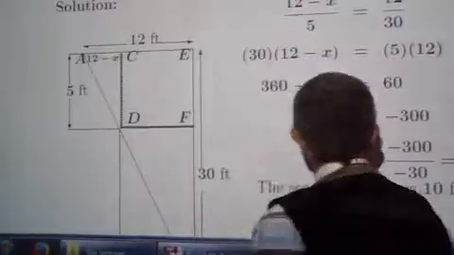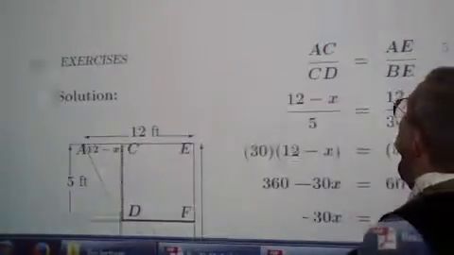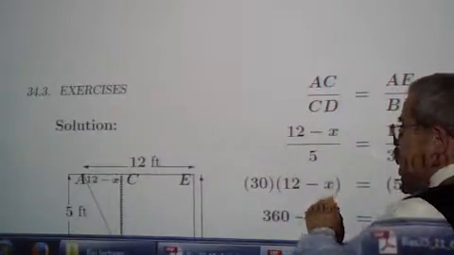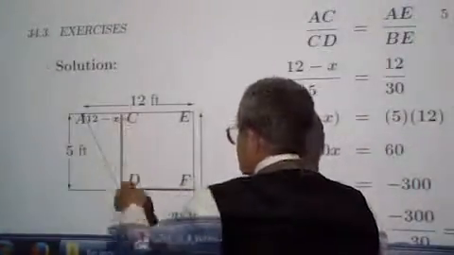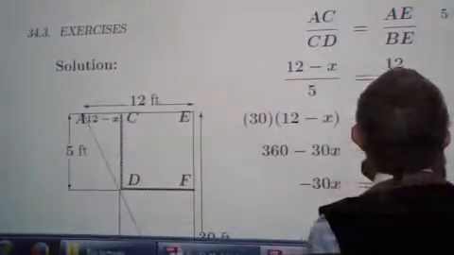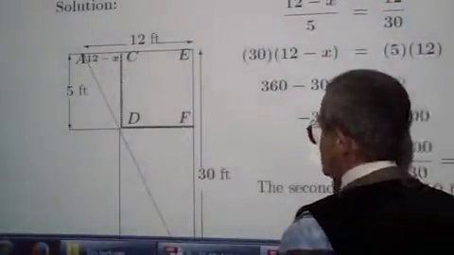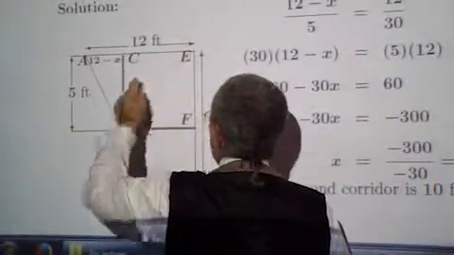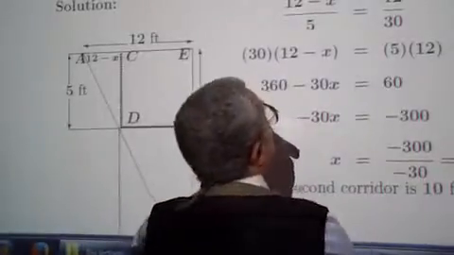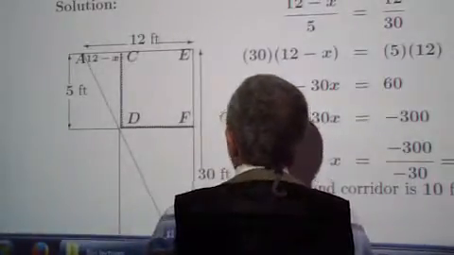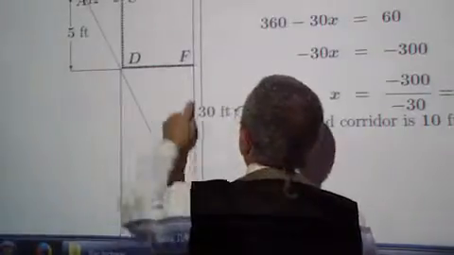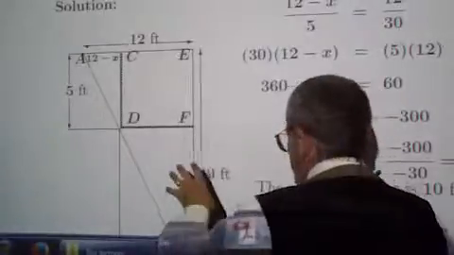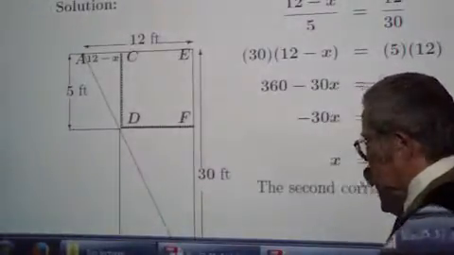Then we set up a proportion. We have AC is to CD, as AE is to BE. This is BE. That's 30 feet. I wish I had not made it that big, but it's a little late now.